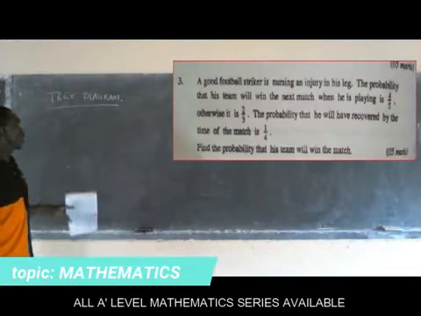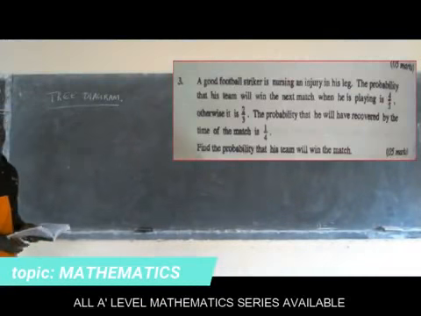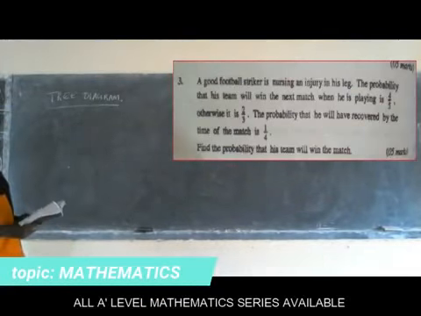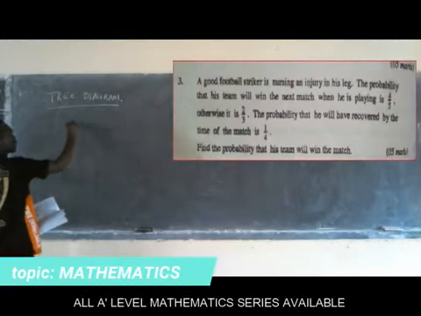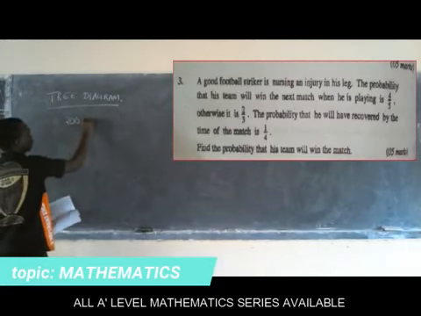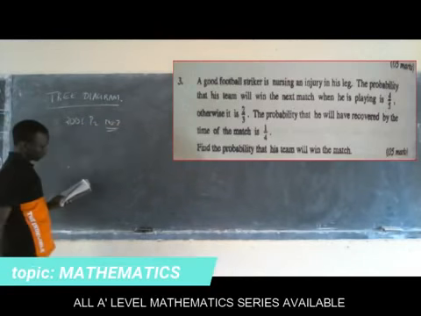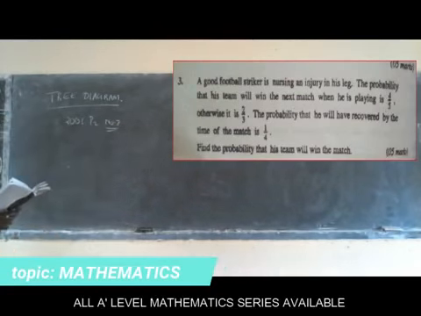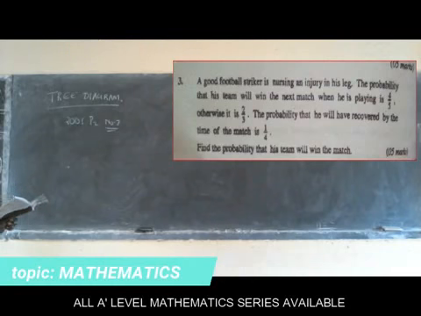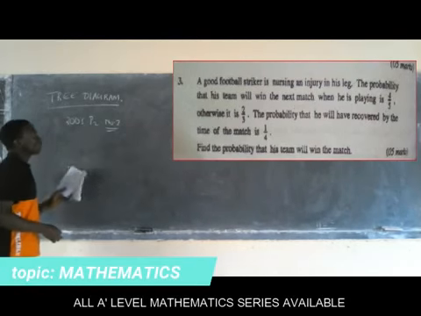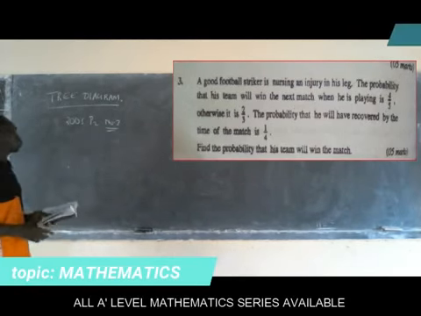We are seeing tree diagrams. Let us see examples under tree diagrams. Number 1, we have 2005, paper 2, number 3. They say that a good footballer striker is nursing his injury on his leg. Then they say the probability that his team wins the next match when he is playing it is 4 over 5. So step number 1, define the events or the letters you would use.